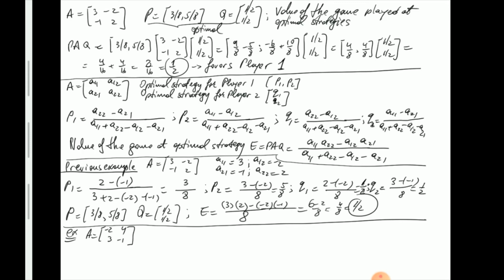Why don't you take 2 minutes to do it on your own? Maybe you should pause to check if you can plug in these numbers correctly, and then continue the video and check with me. So the entries in order are A11 is minus 2, A12 is 4, A21 is 3, A22 is minus 1.